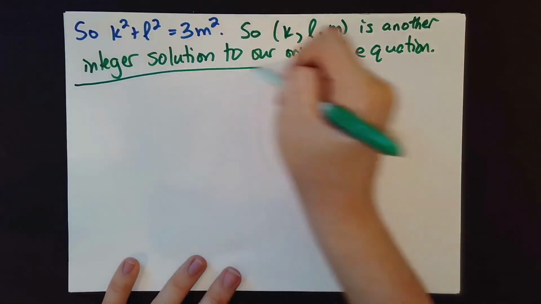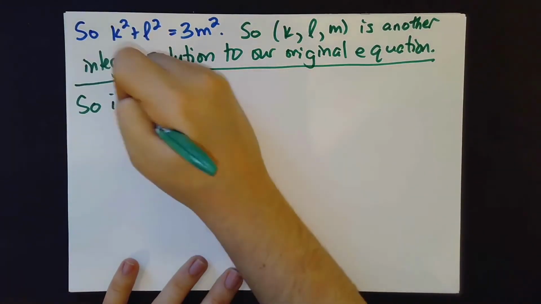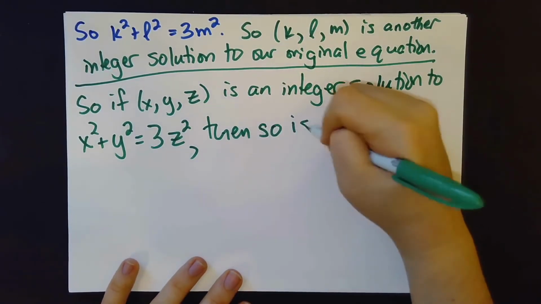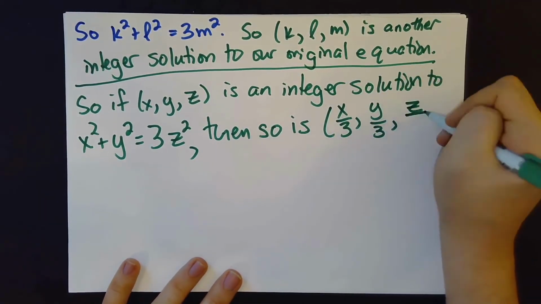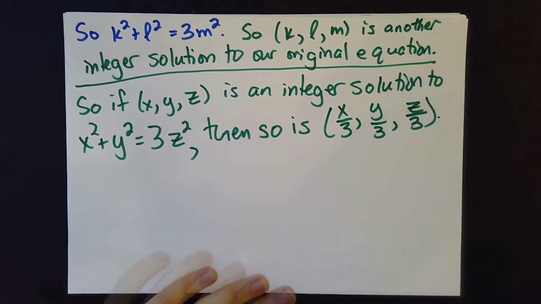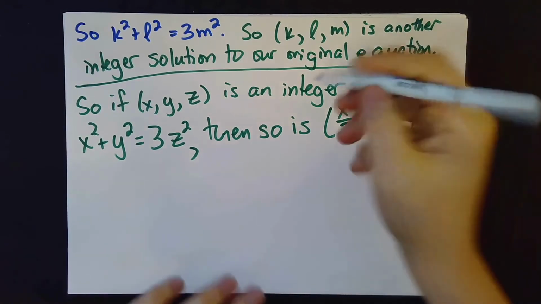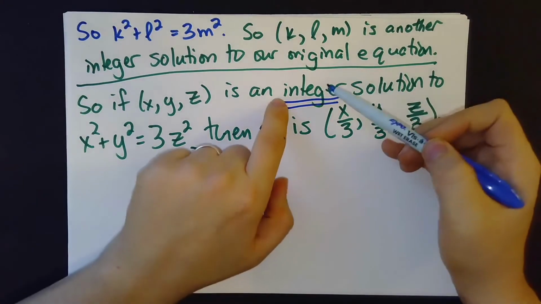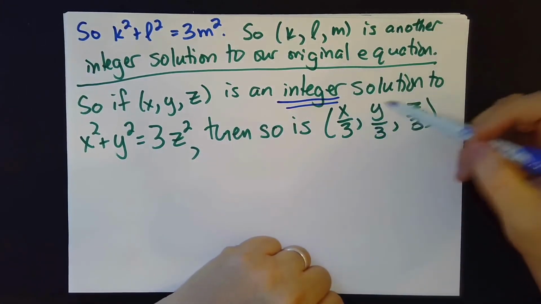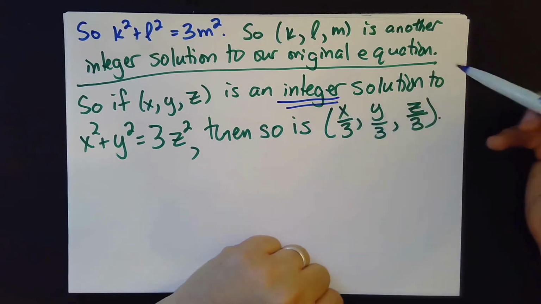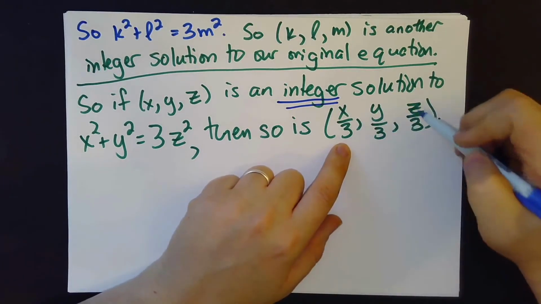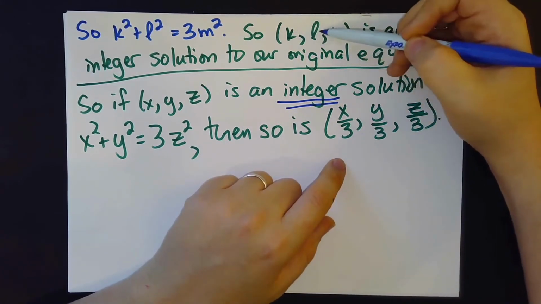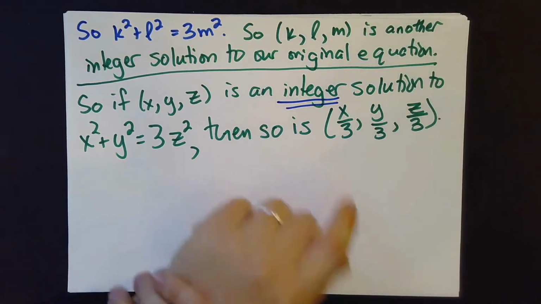Let me frame this in a more suggestive way. So if I start with any integer solution here, then I get another integer solution, namely x over 3, y over 3, z over 3. Emphasis here, this is still an integer solution, because remember, we got here by showing that x and y and z were all divisible by 3. So x over 3, y over 3, and z over 3 are all integers. Namely, k is x over 3, L is y over 3, and m is z over 3.